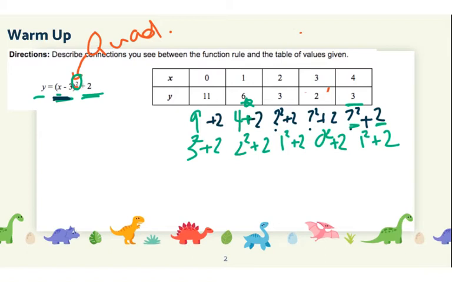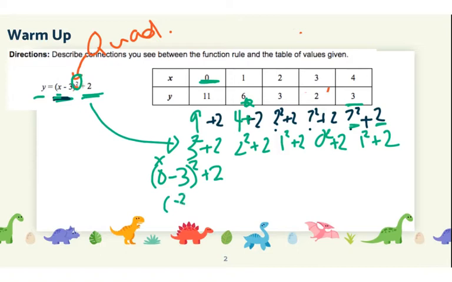All right, so it's kind of looking like that. But whatever x is has to have 3 taken away from it. So I look at x. x is 0. So let me try that. 0 minus 3 squared plus 2. So x is 0. 0 minus 3 is negative 3 squared plus 2. All right, and negative 3, oh, I forgot, negative 3 times negative 3 is also a positive 9, so that does work. Plus 2 does get me 11.